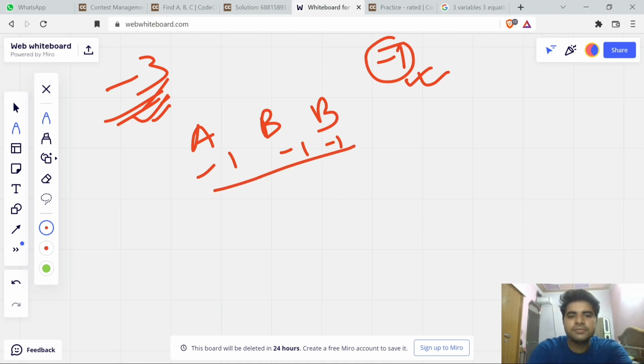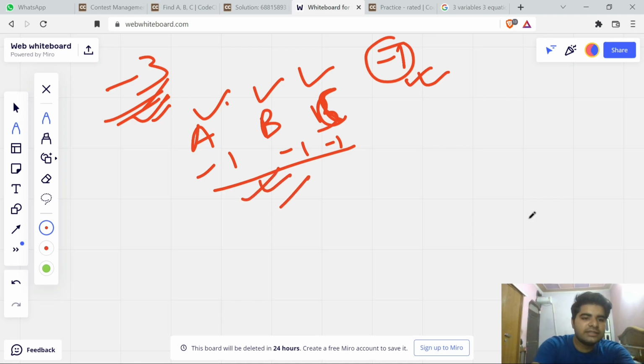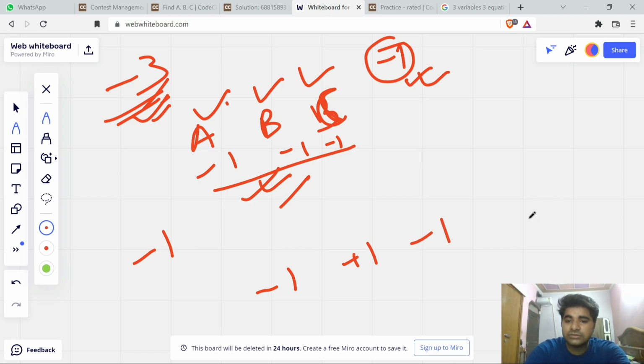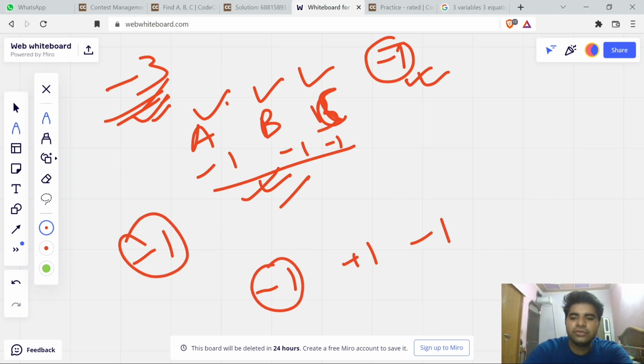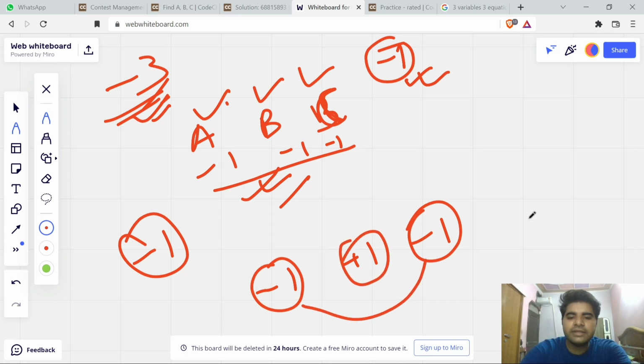Okay, so this means that you need to turn this bit on in A, B, C, all of the 3. So we will do that. So what would the next value be? Minus 1. How can minus 1 come? Minus 1 can only come when 2 of them are minus 1 and the other is plus 1. So for plus 1 you don't have to do anything.